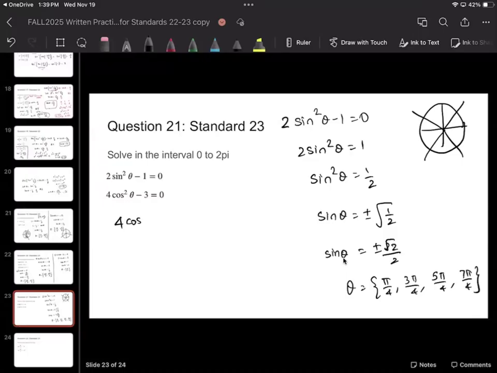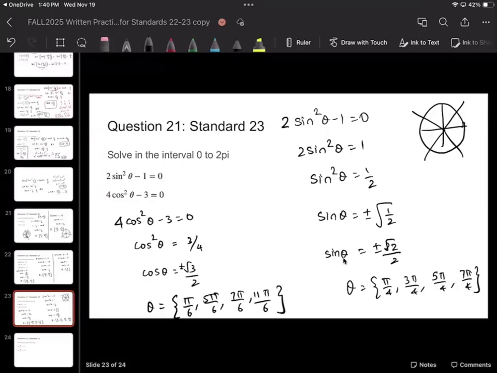4 cosecant squared theta minus 3 is 0. Cosine squared theta is 3/4. Cosine theta is root 3 over 2, plus or minus, if you take the square root. So that means the answers will be pi over 6, 5 pi over 6, 7 pi over 6, 11 pi over 6.